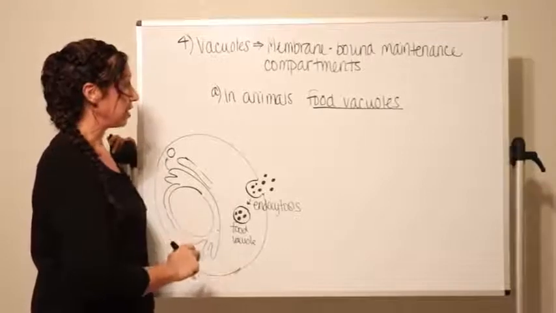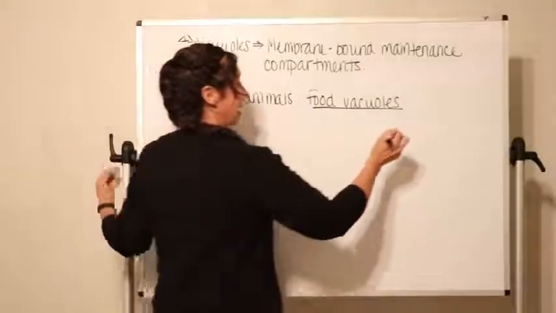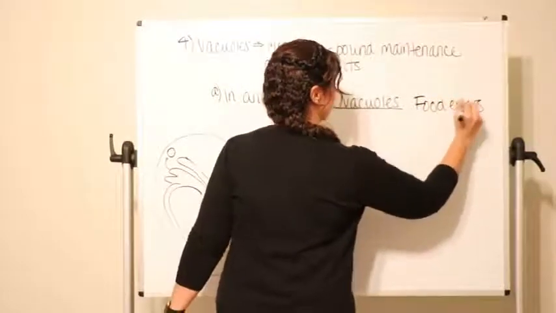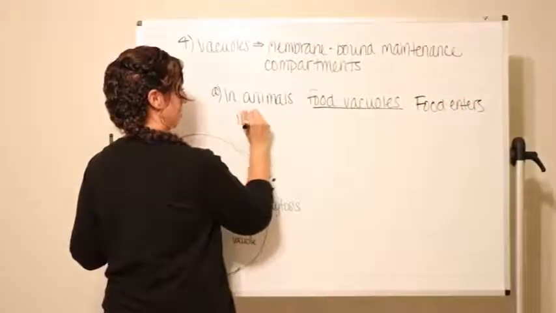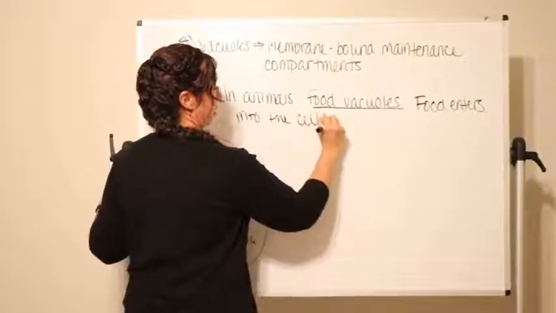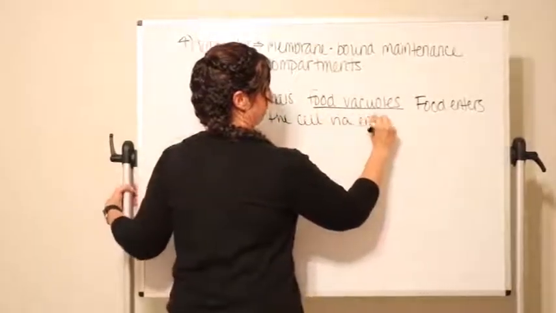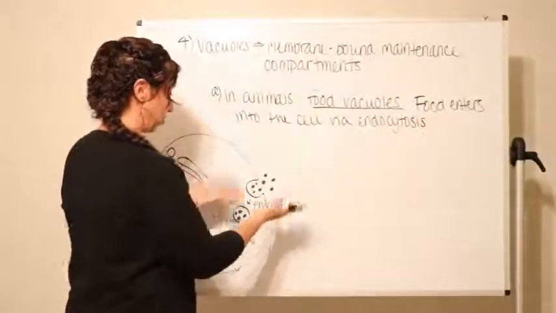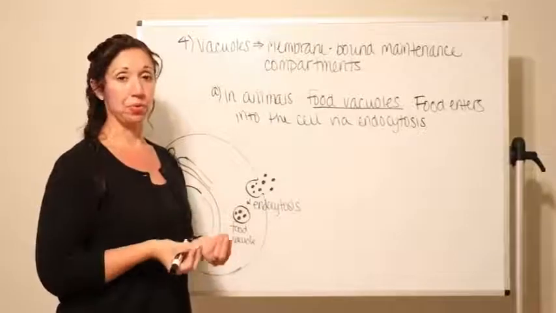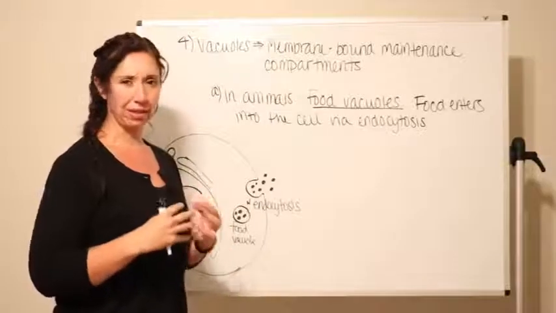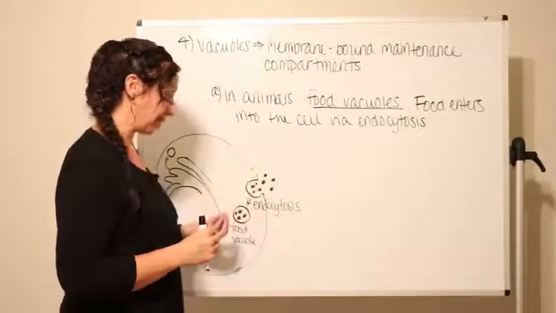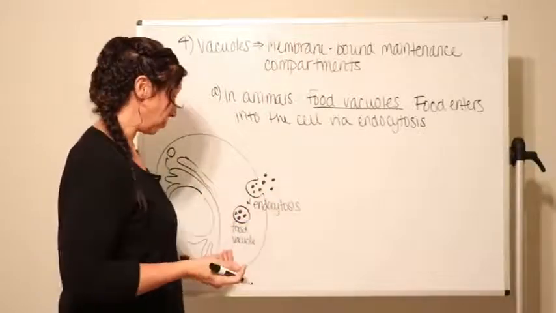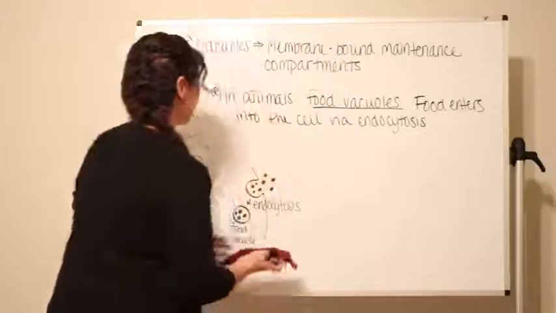So what you need to know for food vacuoles is that food enters into the cell via endocytosis and creates a food vacuole. Just something coming in is called endocytosis. The word cytosis is movement that's going all around. Endo means in. You could assume the opposite would be exocytosis, but when we're taking in food, it's endocytosis. So that's for animals.